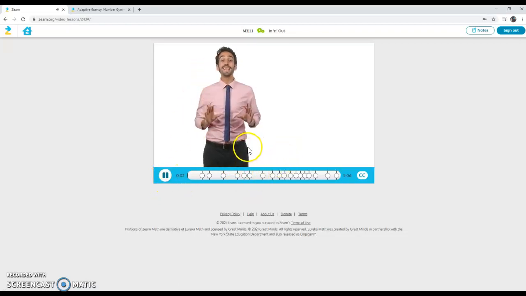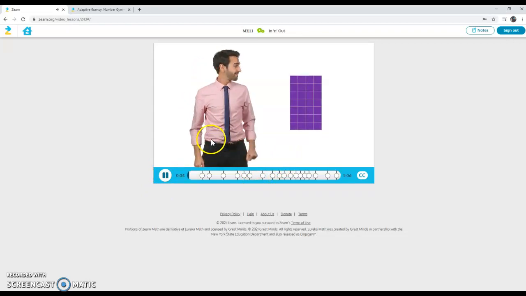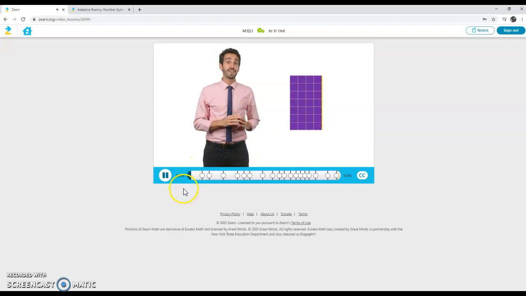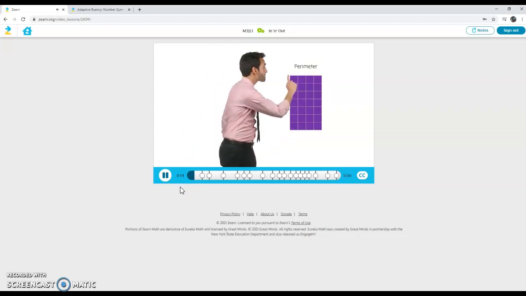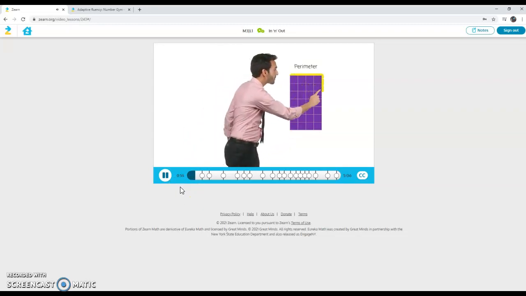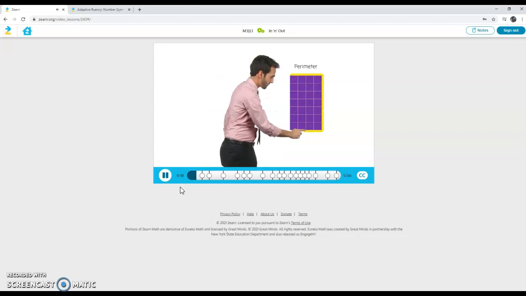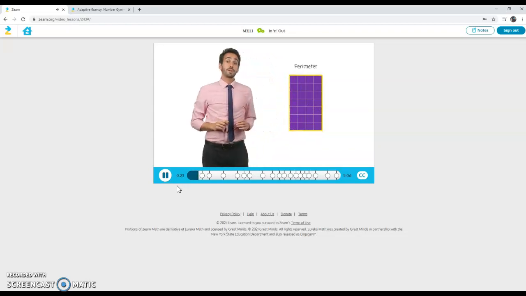Hi, Zearners. Check out this rectangle. The length is 7 units. The width is 4 units. Let's trace the perimeter of the rectangle. Count how many units I traced. What is the perimeter of the rectangle?